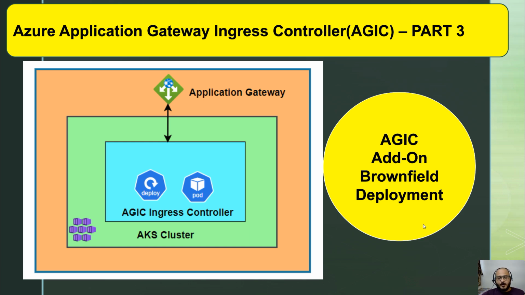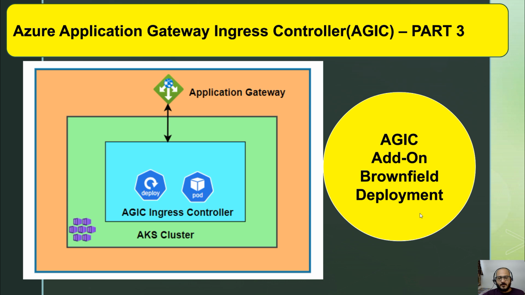So in the brownfield deployment option, what happens? We already have an existing AKS cluster and an existing application gateway. Now, if you want to expose your application through the application gateway, then you enable the Ingress controller add-on from the existing AKS cluster. That process is called a brownfield deployment.